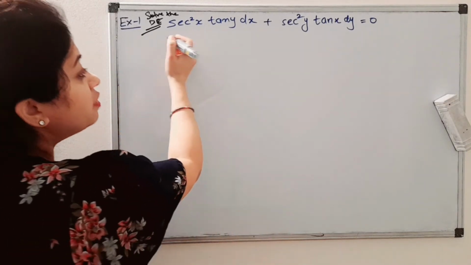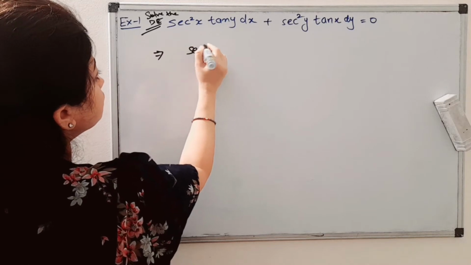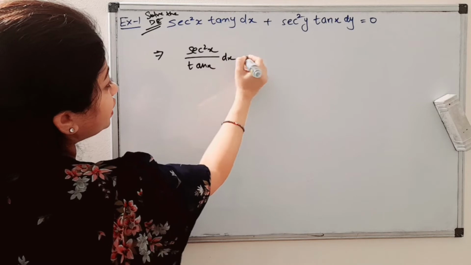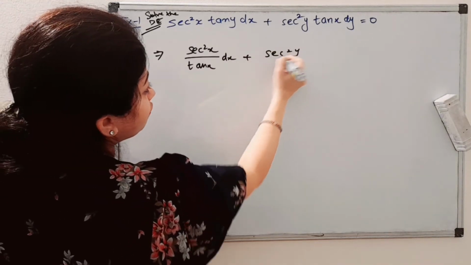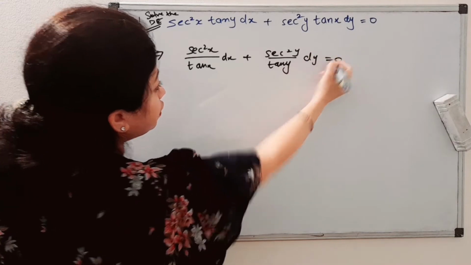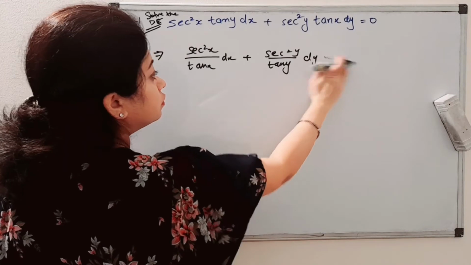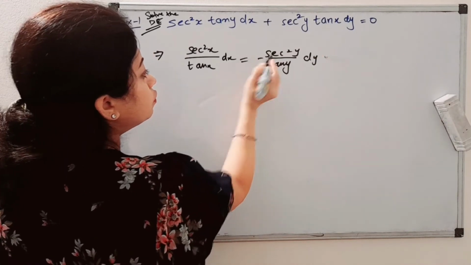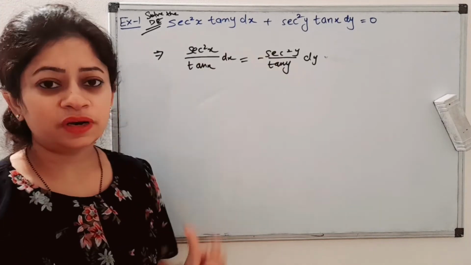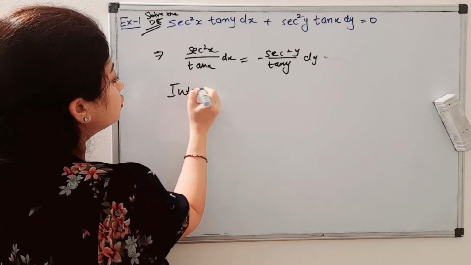Yes. If we rearrange the equation, we can write it as sec square x upon tan x dx plus sec square y upon tan y dy equal to 0. And we can write it as this also, equal to minus. Now variables are separated. So what will we do? Integrating this equation.